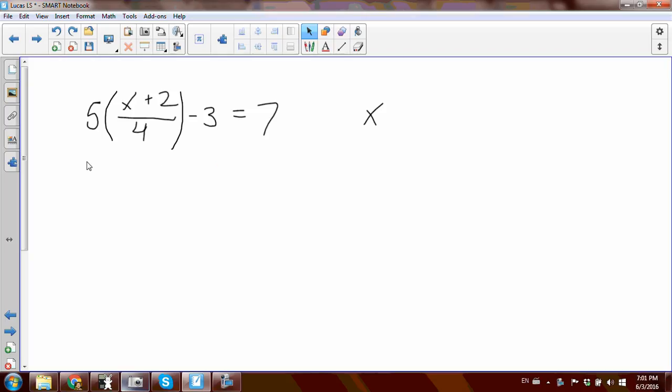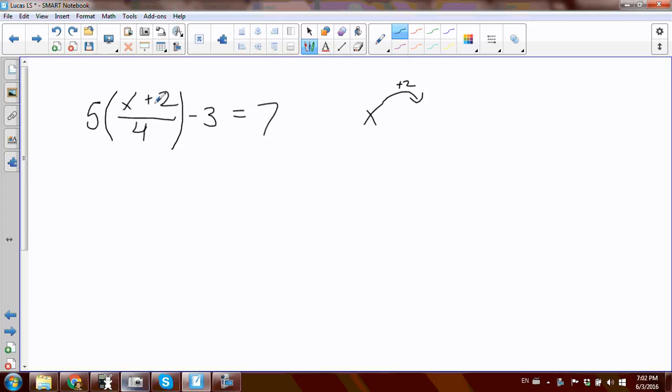Okay, so suppose we want to solve this equation here, and I'm going to show you an unconventional way to solve it, and then I'm going to show you how that corresponds to the conventional way to solve it. So we look and ask ourselves, what is the first thing that is happening to this unknown value x? And the answer is plus 2. So x has 2 added to it.